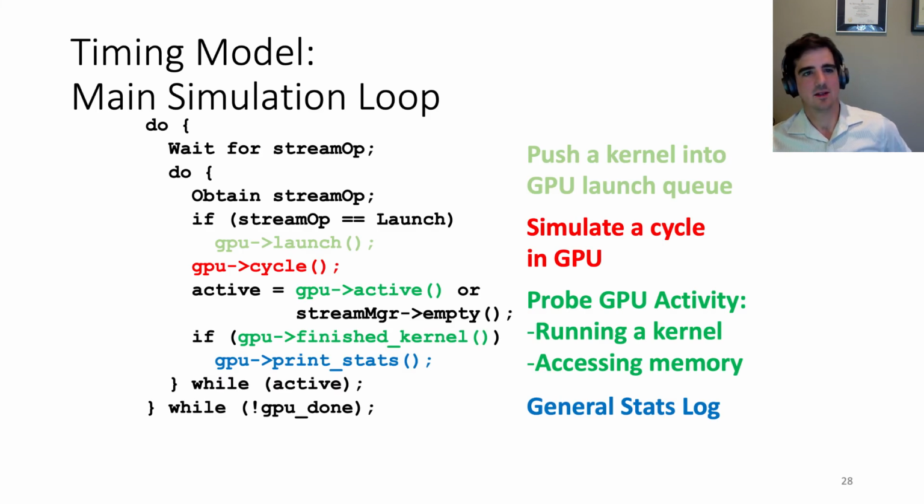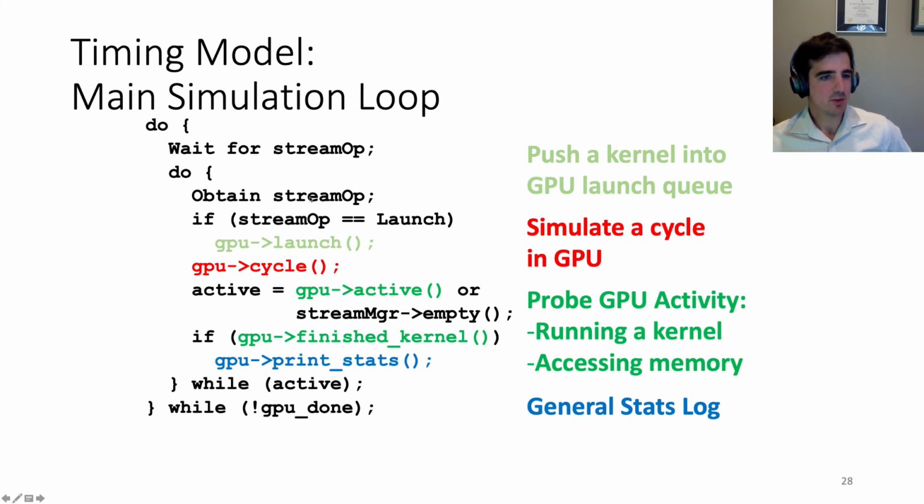All right, the main simulation loop, what happens here? I talked about this a little bit earlier, but let's enumerate it more specifically. You push a kernel into the GPU launch queue, so the CPU is pushing something in, and then we basically wait for that to show up in the stream, which is the interface between the CPU thread and this GPU timing model. Once that is pushed in, this code in red is the thing that actually simulates a GPU cycle.